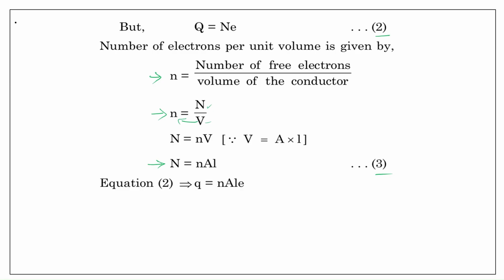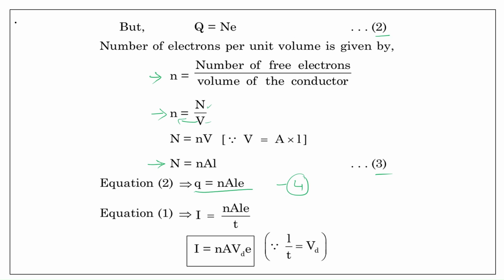We get Q is equal to nALe, marked as equation 4. Now substitute 4 in 1. That is, I is equal to nALe by t. But L by t is equal to Vd. Finally we get I is equal to nAVde. This is the expression for current in terms of drift velocity.